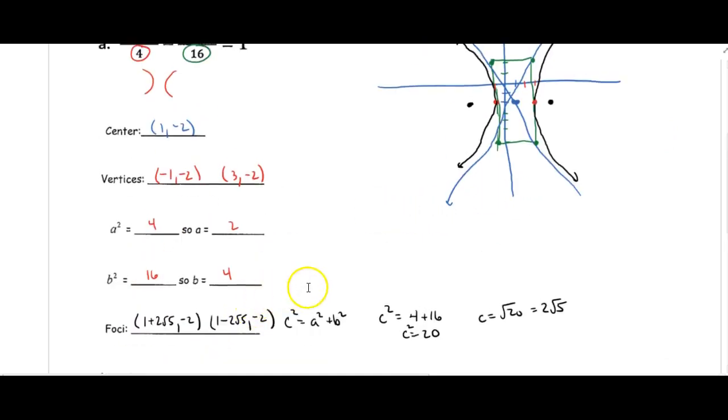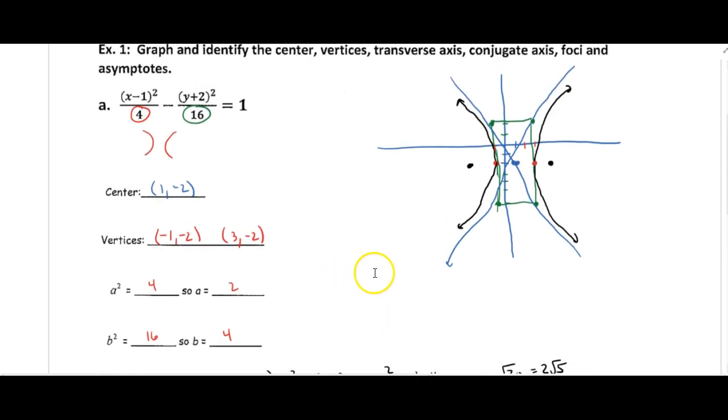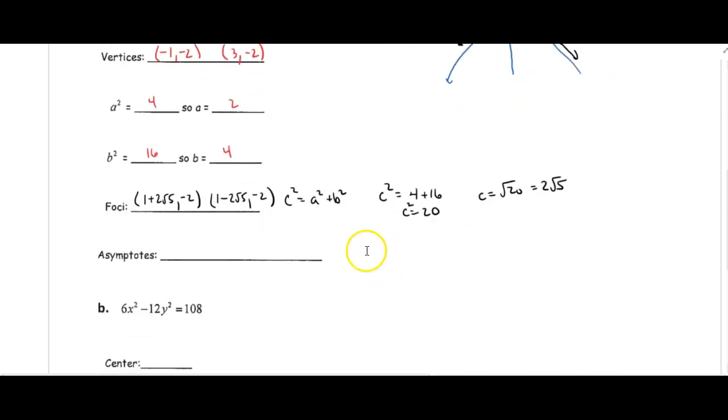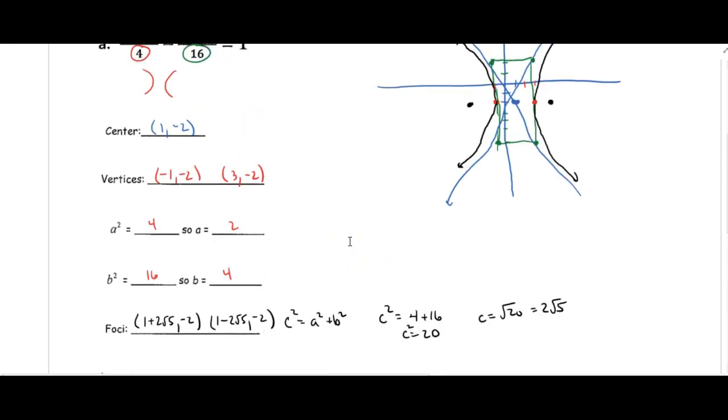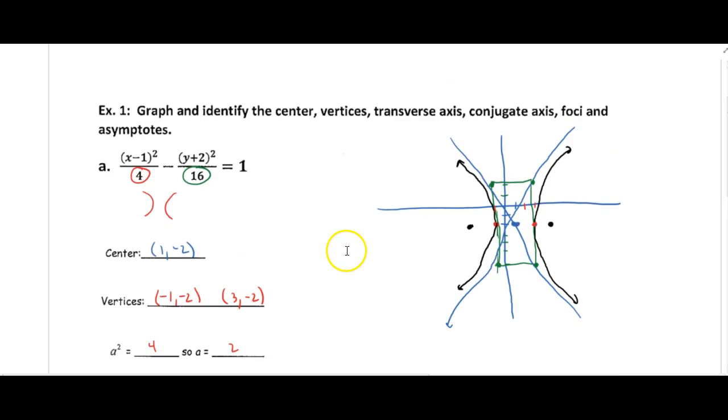Now the asymptotes. What we have to do here is basically write the equation of both lines. Now, to write the equation of the line, first thing I need is the slope. So what is the slope of each of these lines going to be? Well, if I go from the center, how many do I have to go up? I have to go up 1, 2, 3, 4. So I go up 4, and I'm going to go over 2. So the slope of this line is 2.